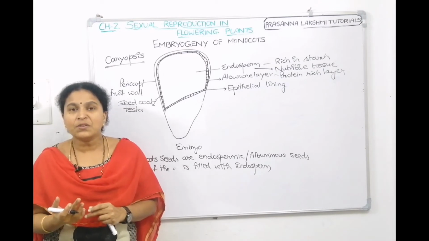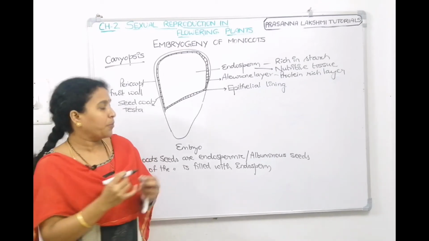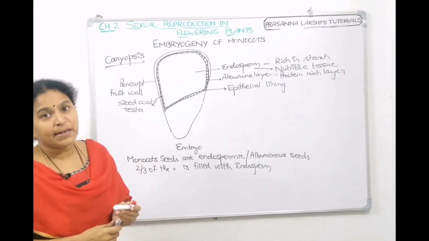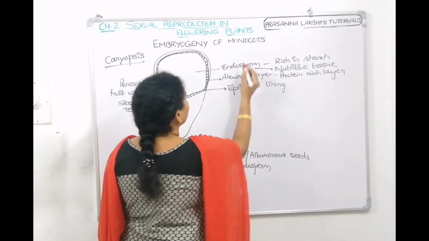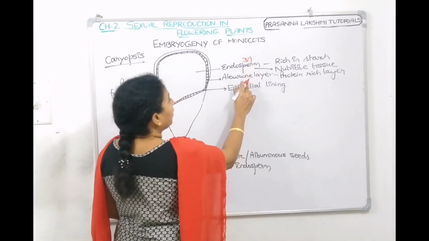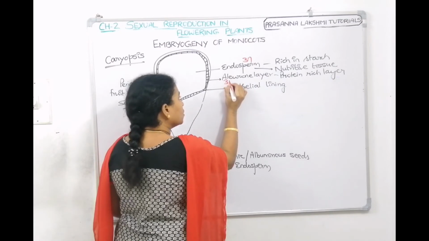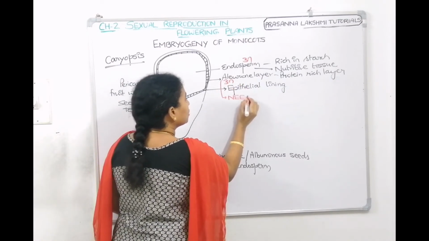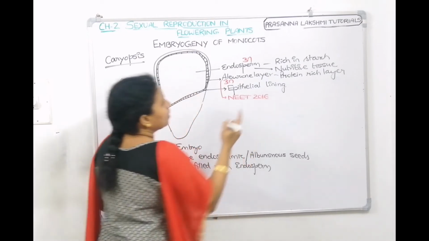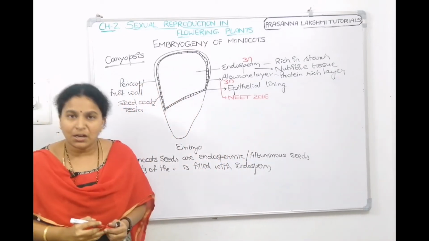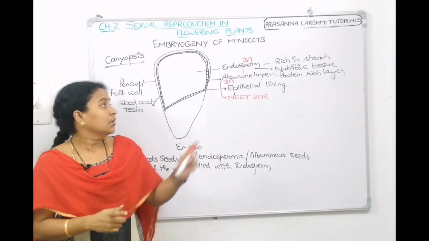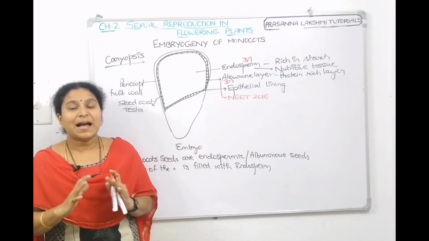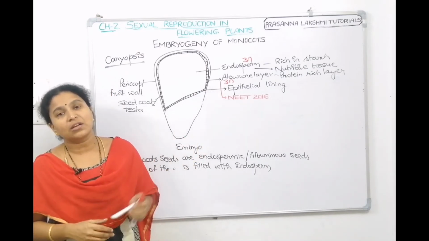Now, the endosperm of angiosperms is triploid. Then the aleurone layer which is covering the endosperm is also triploid. So, if they ask us the ploidy of endosperm, children, it is 3n. The ploidy of the aleurone layer is also 3n. And this point has been asked in the NEET 2016 paper. What is the ploidy of the aleurone layer cells? It is 3n, triploid, because it is wrapping the endosperm. From there only the aleurone layer is derived.